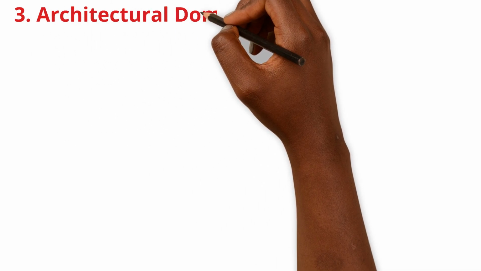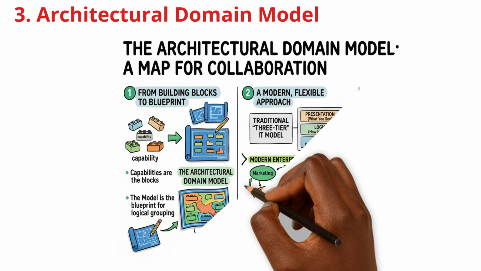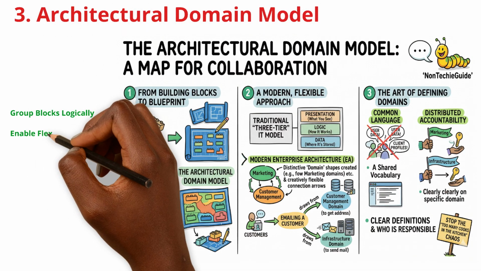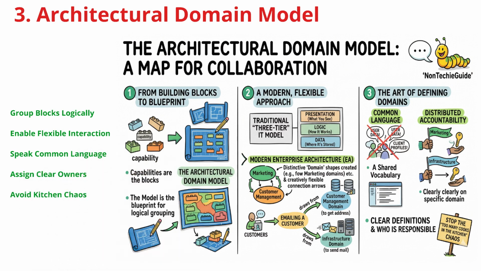If capabilities are the building blocks of a company, then the architectural domain model is the blueprint that groups them logically. In the past, IT used a rigid 3-tier model: presentation, logic, and data. It was simple, but often too stiff for a complex business.